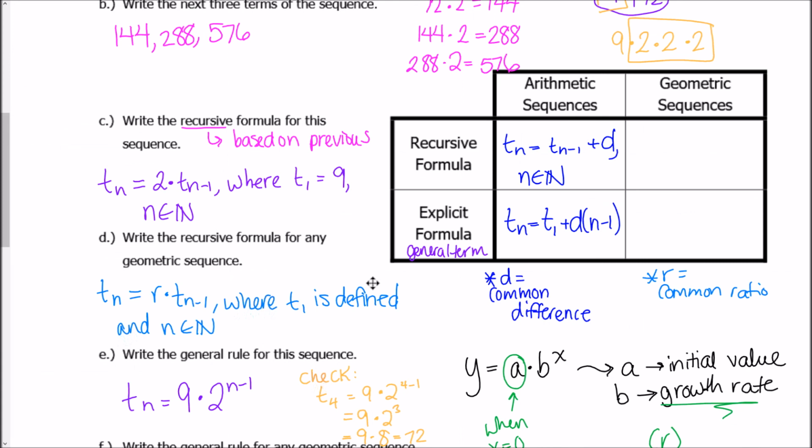All right, the last thing we need to do is just fill in the recursive formula and the general term for geometric sequences, and then we'll be good to go. So the recursive form is going to be t sub n is equal to the common ratio times the previous term, where n is an element of the natural numbers, and r is the common ratio here. And then our explicit formula is going to be t sub n equals t sub 1 times r to the power of n minus 1, again, where n is an element of the natural numbers.